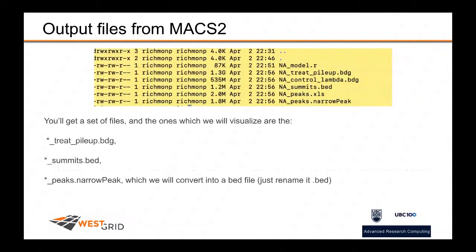So the output from MACS2 is going to give us several different files. The ones that we really need to pay attention to are the treat_pileup.bedgraph, the summits.bed, and the peaks.narrowPeak. I'm going to visualize these files in just a moment. You'll see what they actually are.